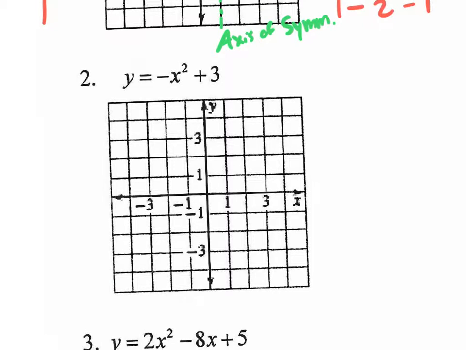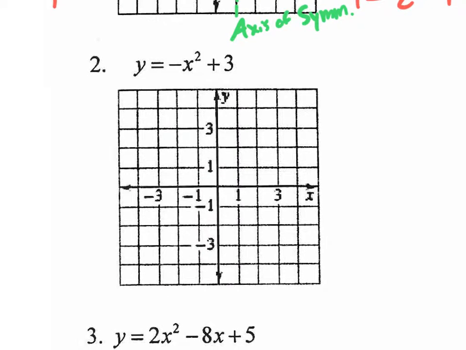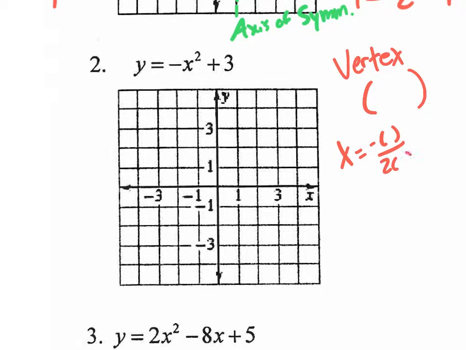Try this one. I might as well finish off this video by showing you how to apply the pattern when your a value is not 1, all right? So, number 2, if you find your vertex by doing x equals negative b over 2a, and you know that your a value is negative 1, your b value is 0, your c value is 3. So you'd have 0 divided by 2 times negative 1. That'd be negative 0 divided by negative 2, which is still 0. So your vertex x value is 0.